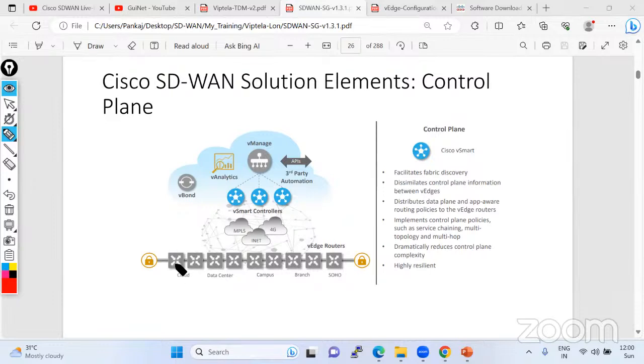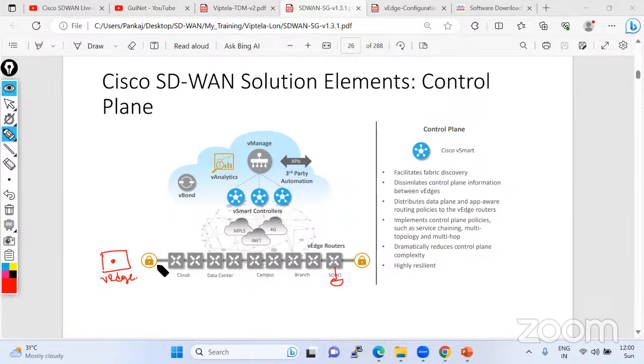No. Let me just explain this. Let's suppose there is one new router. This is a new router, right? It wants to join this fabric or talk to this fabric.